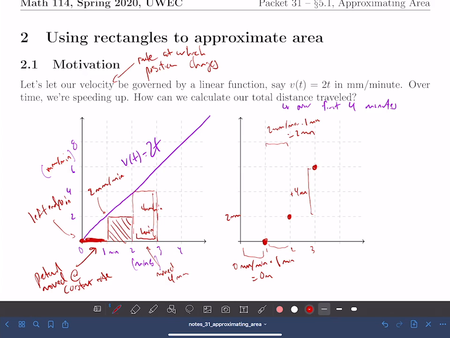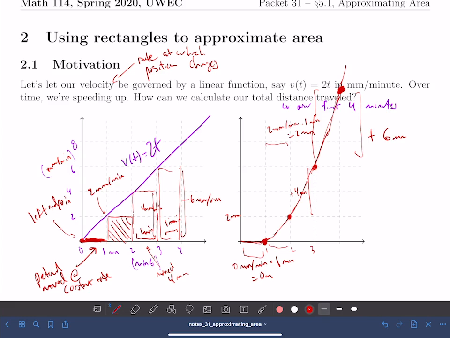And then during the fourth minute, I've got a rectangle that looks like this. The height is 6 millimeters per minute. The width is 1 minute. And so during that time interval, I moved 1, 2, 3, 4, 5, 6 millimeters during that minute. And I estimate that I'm up there. So I could now try to fill in a curve that matches that. And I get something like that.